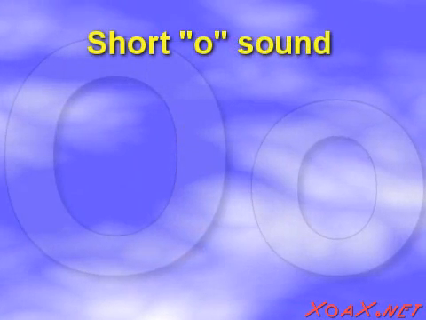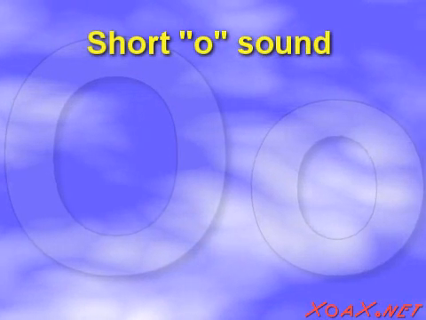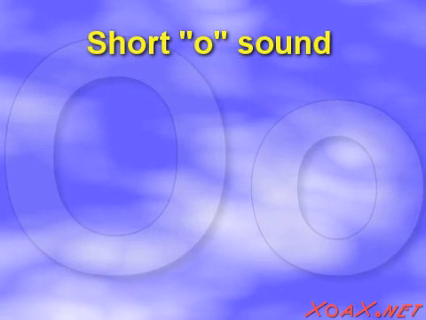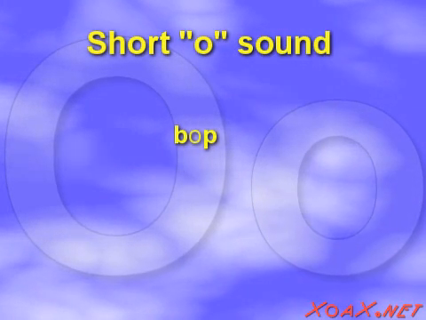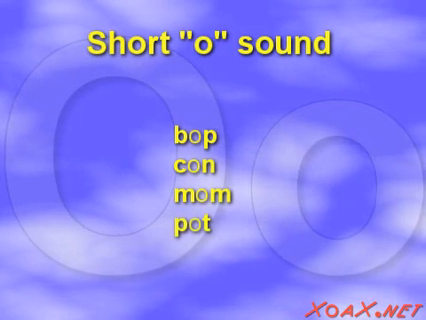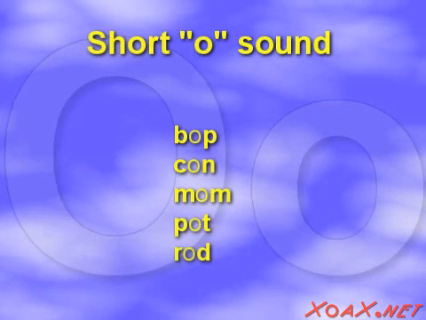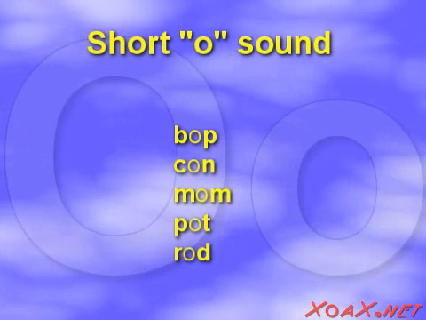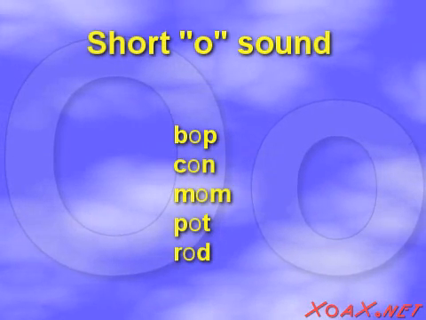The short O sound sounds like ah. These words contain the ah sound: bop, con, mom, pot, and rod. The short O sound is the ah sound that you hear in the middle of those words.